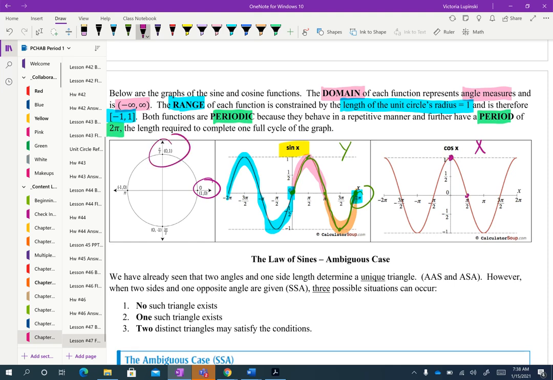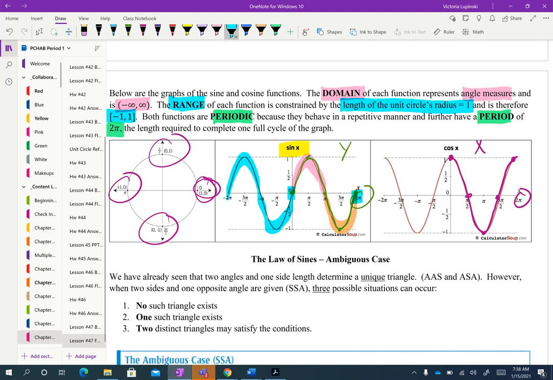Pi over 2, the x value is 0. -1 at pi. 0 at 3 pi over 2. And then back to 1 for 2 pi. So again, this is considered to be one complete wave of the cosine. It again has a period of 2 pi because it needs one full revolution to make the complete trip all the way down and then all the way up.